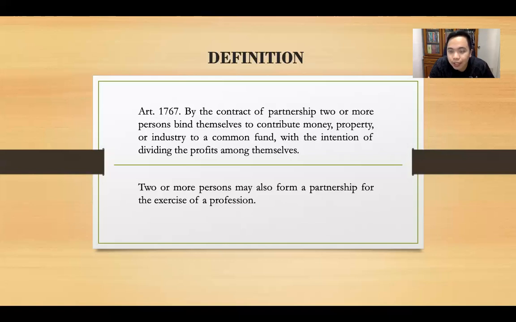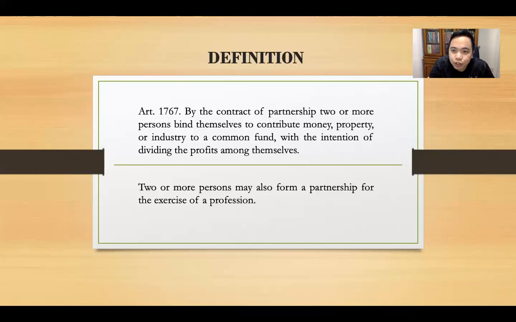You will take note that the capital contribution of a partner will give you the classification of a partner. What do I mean by this? For example, if you contribute money or property, you will be classified by law as a capital partner. On the other hand, if the contribution of a partner consists of labor or service, then you will be classified by law as an industrial partner.